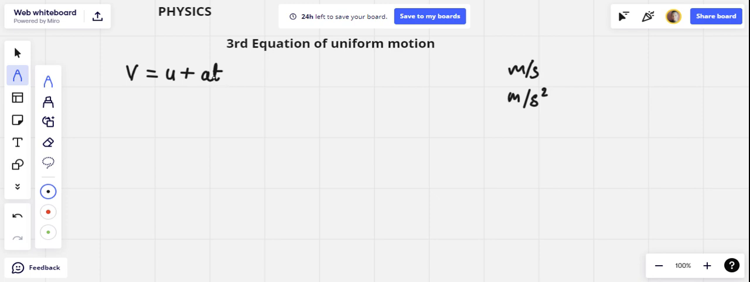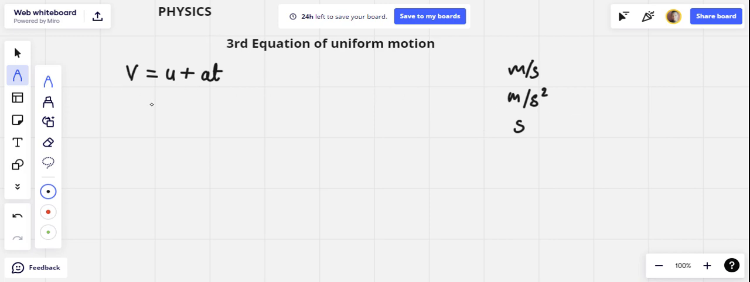And then t, the unit for time is seconds. So if you are given time in any unit other than seconds, you have to convert it to seconds. If you are given it in hours, you convert from hours to seconds. If you are given in minutes, you convert it. If you are given in days, you convert it to seconds.